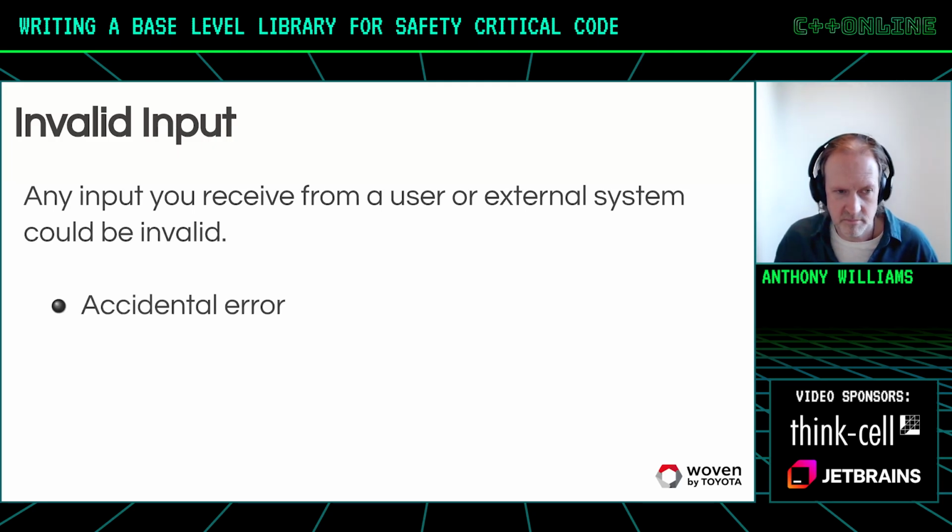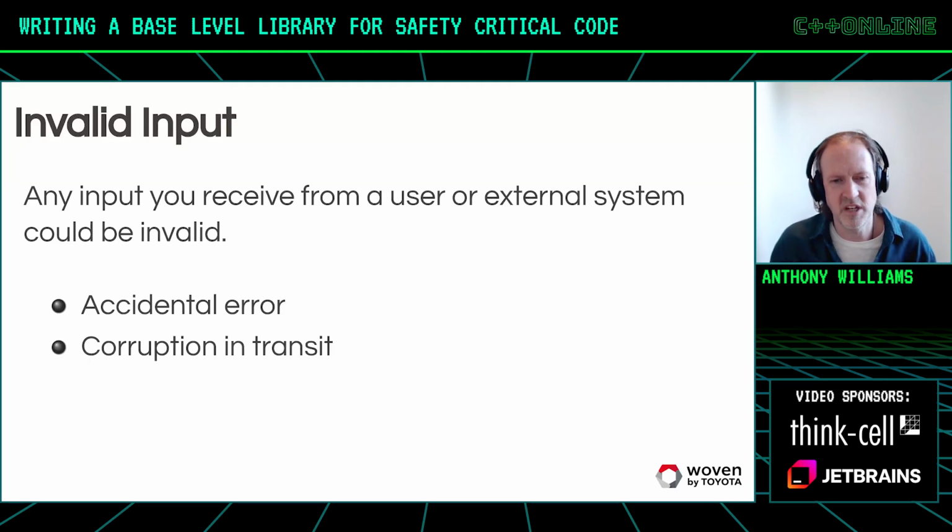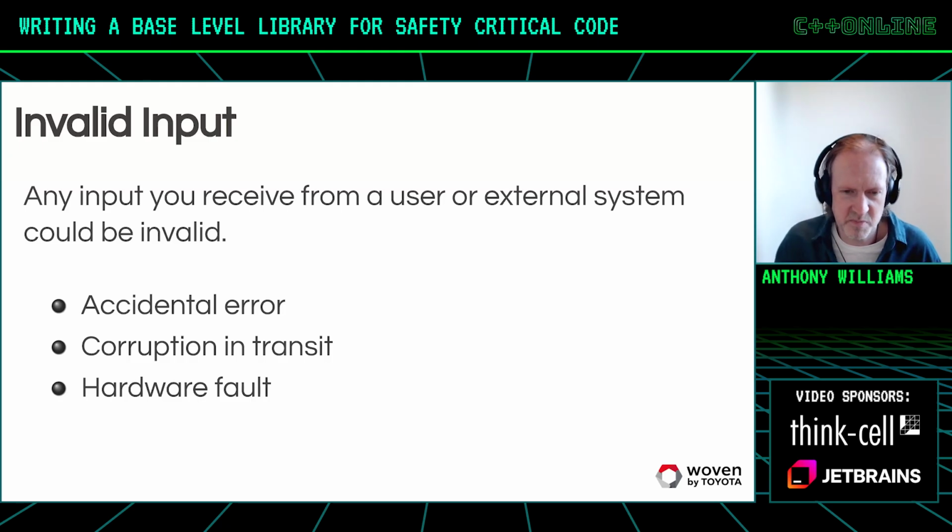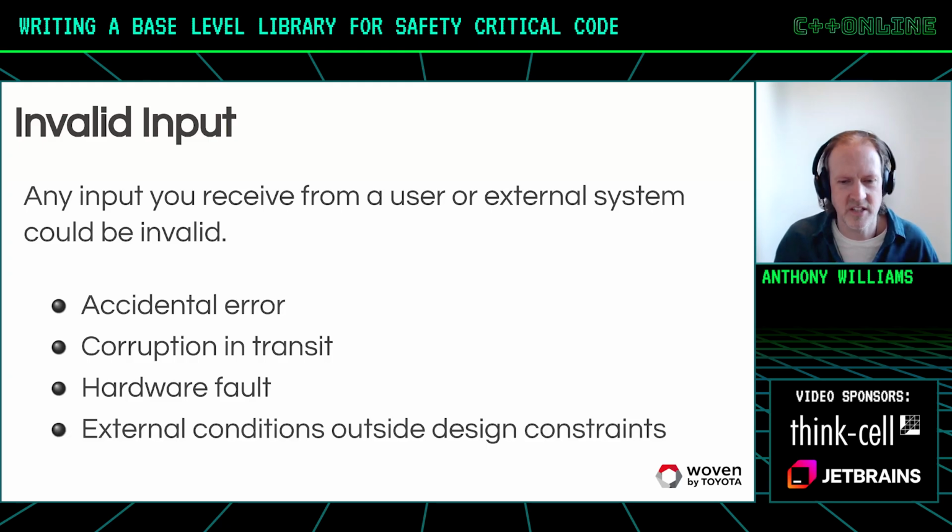Okay, and that could have been purely accidental. The user literally pressed the wrong button. They were trying to type in 23 and they typed in 24. It could be corruption in transit, and it could be a hardware fault, which might have caused corruption in transit. It could be that your system's been compromised somehow, and somebody's deliberately sending you wrong values. Or it could be external conditions that are outside your design constraints.